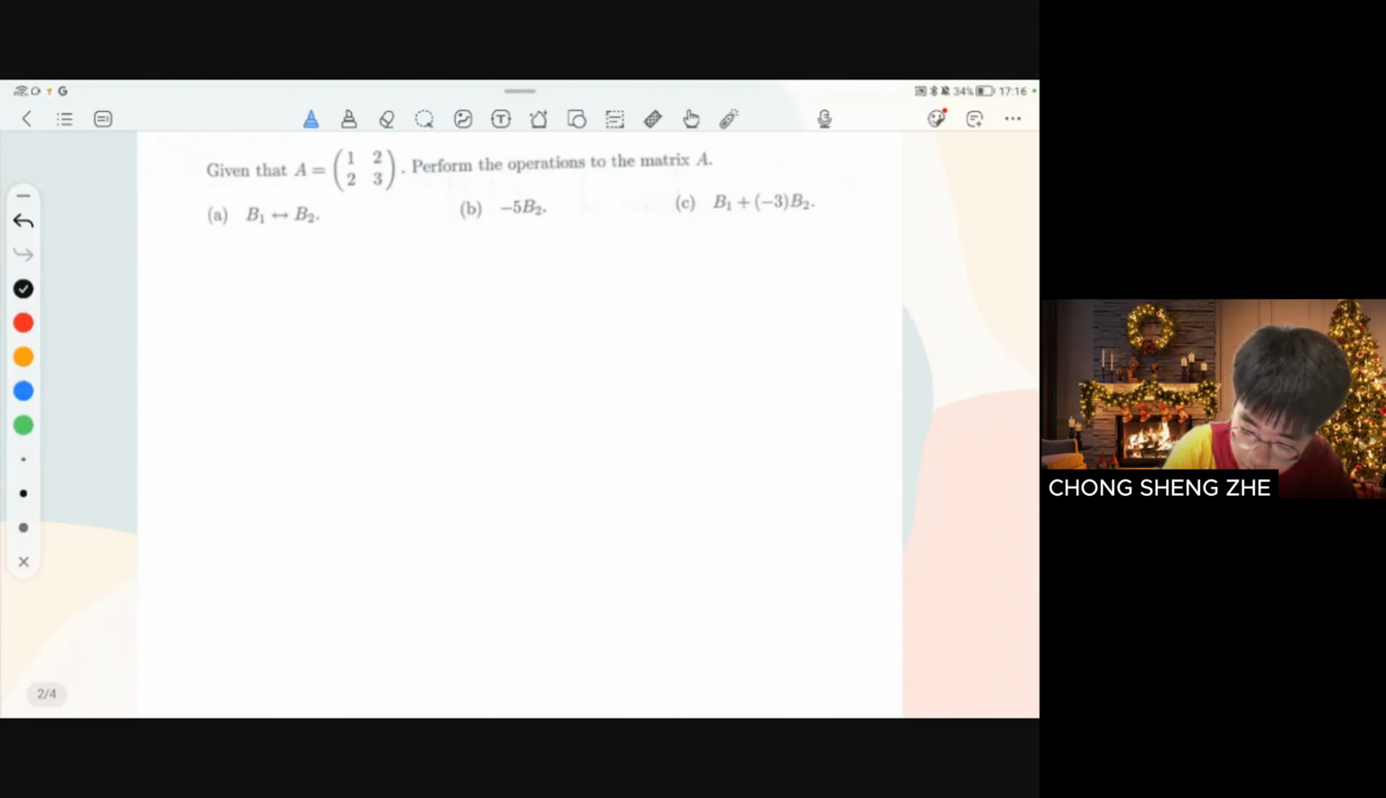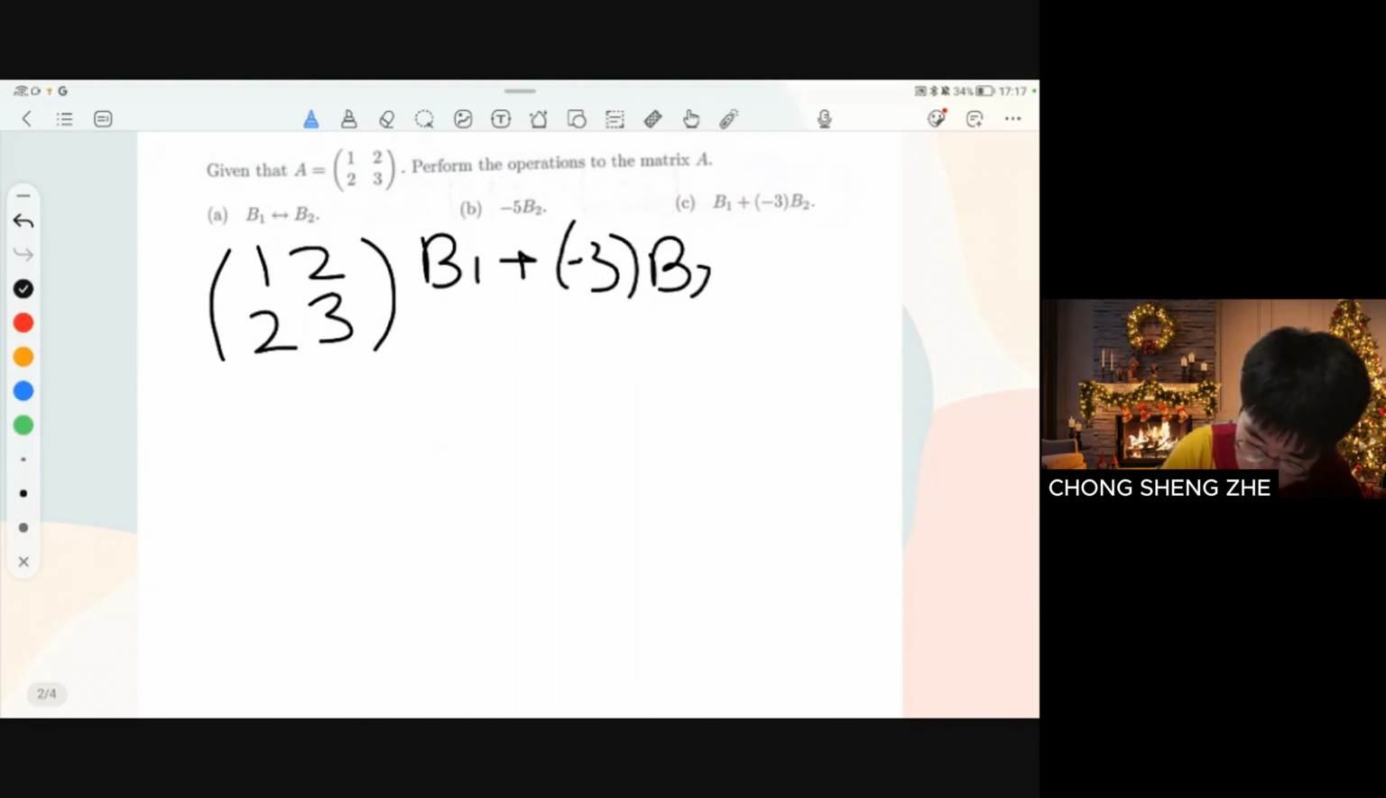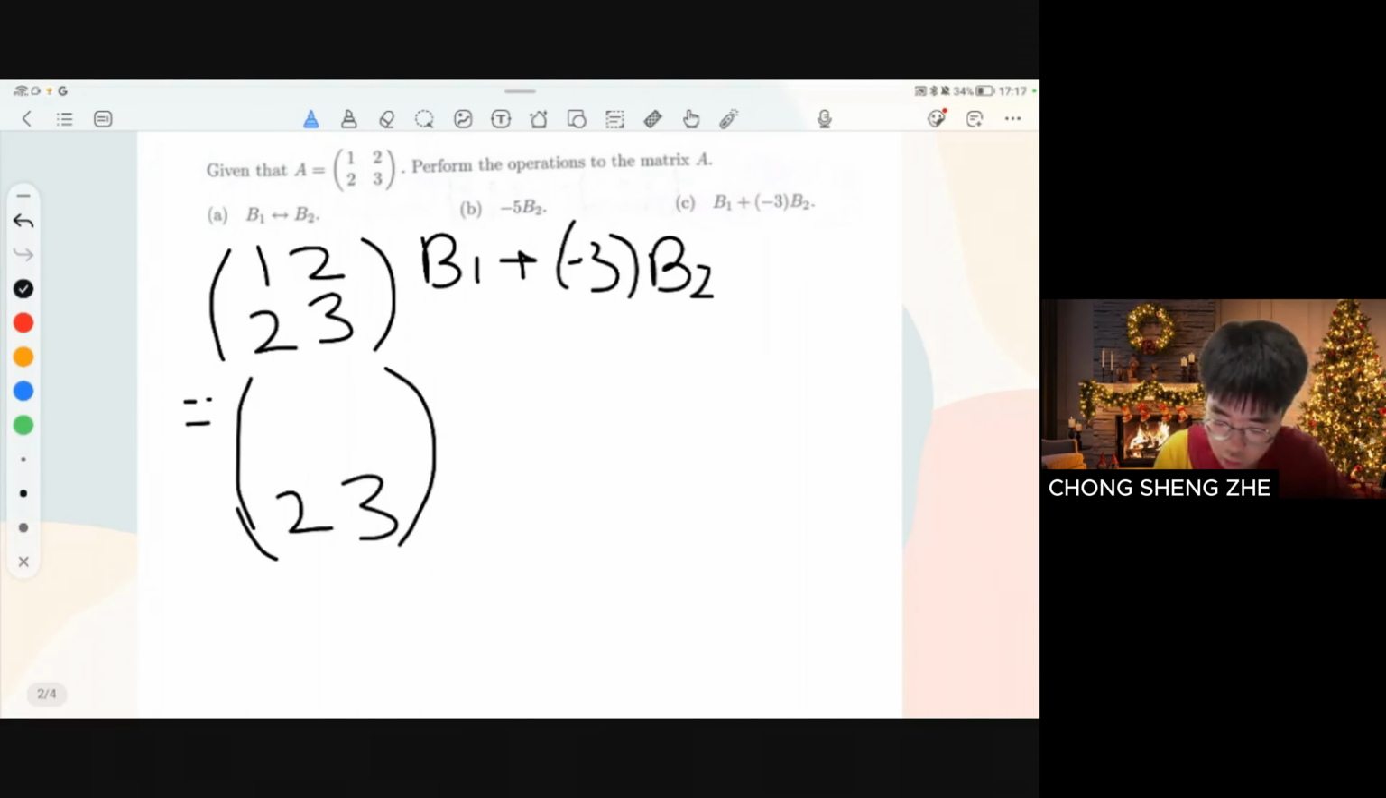Last, C, which is R1 plus negative 3 R2. Same, we write the operations beside the matrix. Which means that we take the first row of the matrix plus R2 multiplied by negative 3. So the second row of the matrix will remain the same, 2, 3. But the first row we need to add R2 times negative 3. So 1 plus negative 3 times 2, which is 1 minus 6, we get negative 5. And the second one, 2 plus negative 3 times 3, which is 2 minus 9, we get negative 7. That's it.